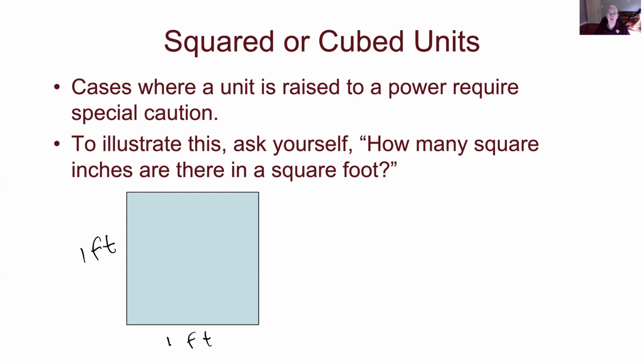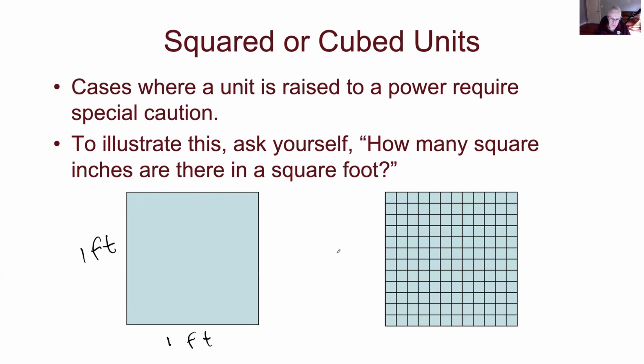If I want to convert that to square inches, I have to remember that each foot is 12 inches, right? And so when I do this, now I have 12 inches here, and I have 12 inches down there. Okay, so now I know my 1 square foot is equal to 144 square inches. Okay, so I have to take that conversion factor.